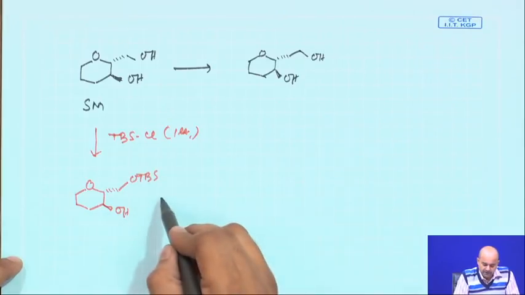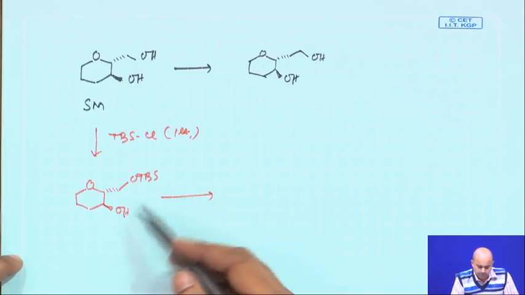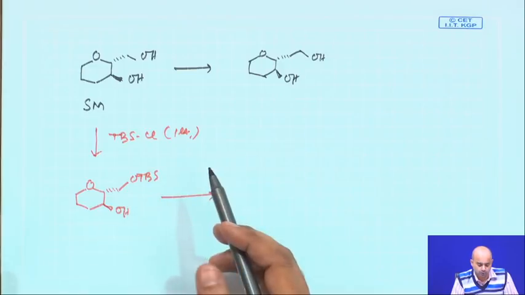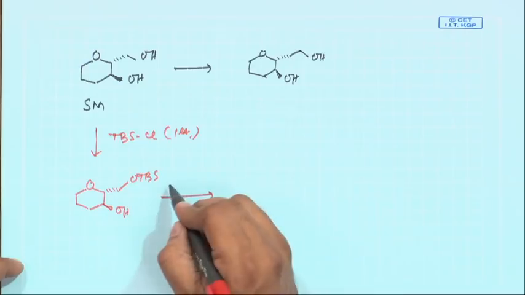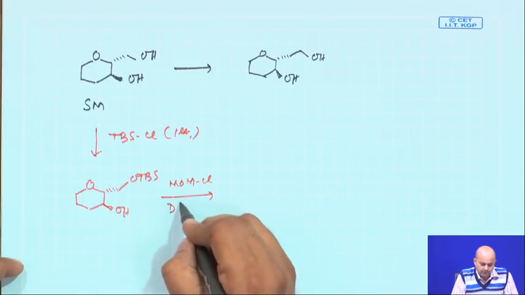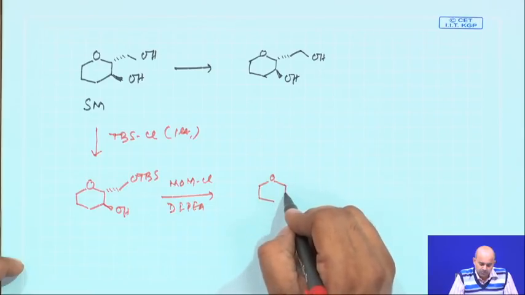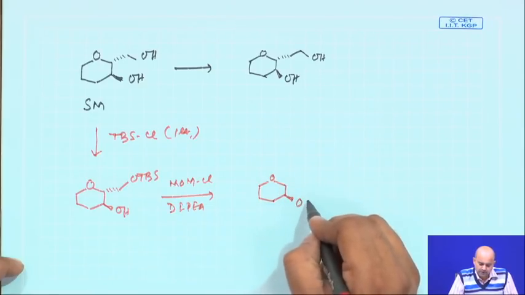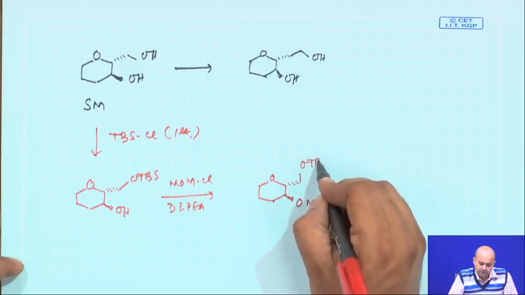The secondary, now you can protect by different protecting groups. You can use silicon protecting groups like tertiary butyl diphenyl silyl, which will not be affected when you do the acid mediated deprotection of TBS, but let us say you do other chemistry, you do a MOM chloride protection. MOM chloride, you use DIPA. Now, this secondary is now protected as this MOM, and this one is now OTBS.